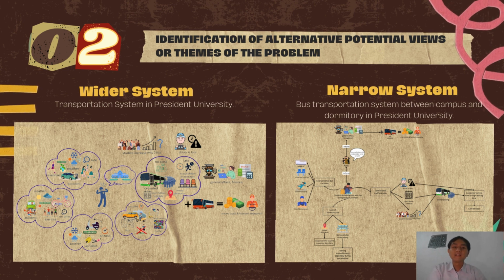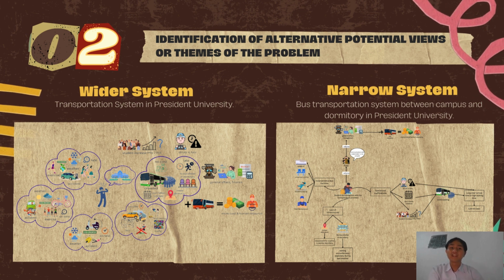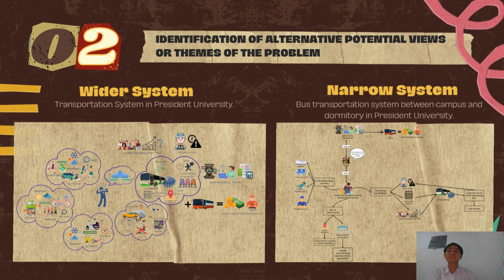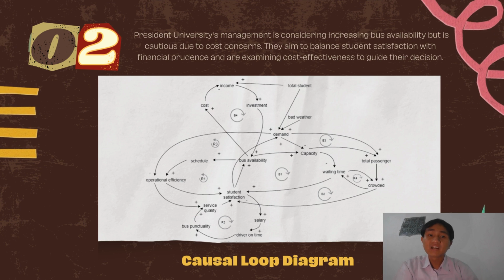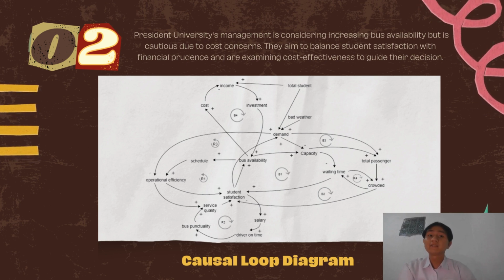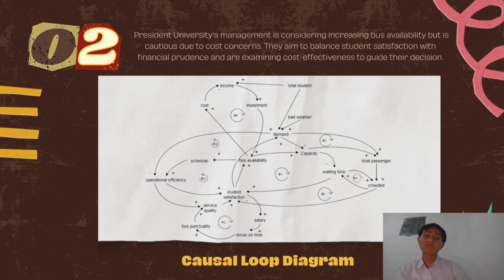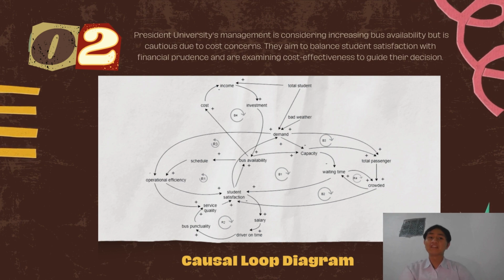The problem lies in the number of students increasing yearly, yet the number of buses has only two. While from the general affairs point of view, increasing the number of buses leads to the campus spending more cost and human resources. Then this is the causal loop diagram. So President University's management is considering increasing bus availability, but is cautious due to cost concerns. They aim to balance student satisfaction with financial prudence and are examining cost effectiveness to guide their decision.